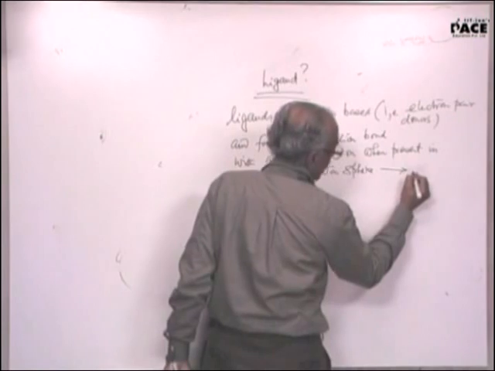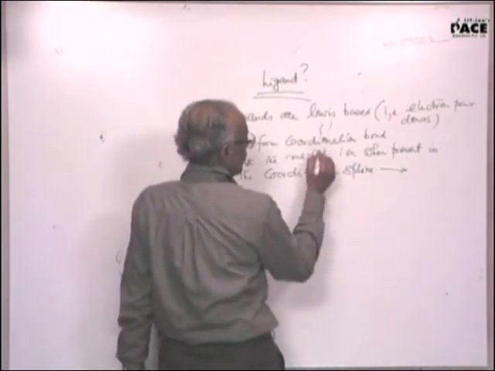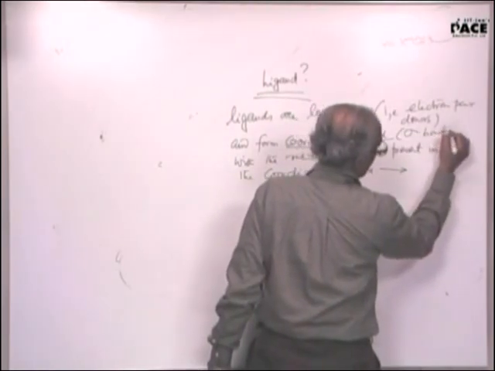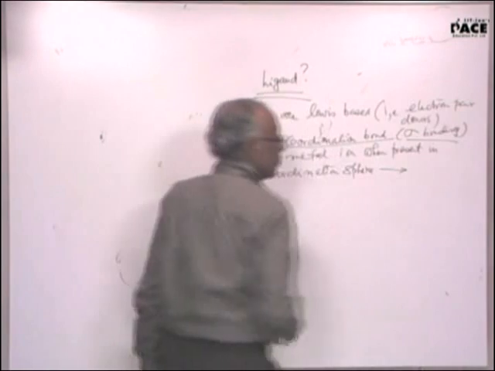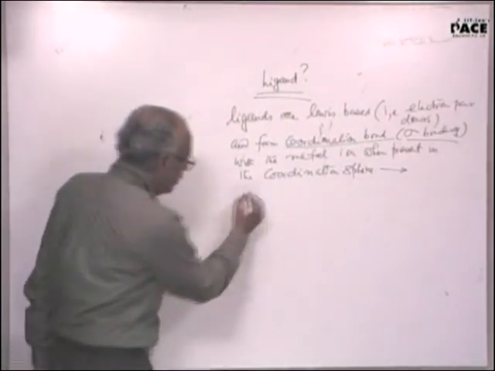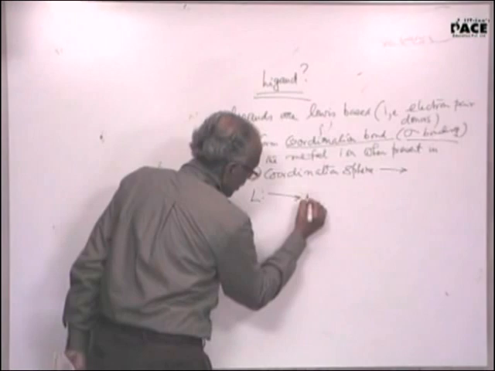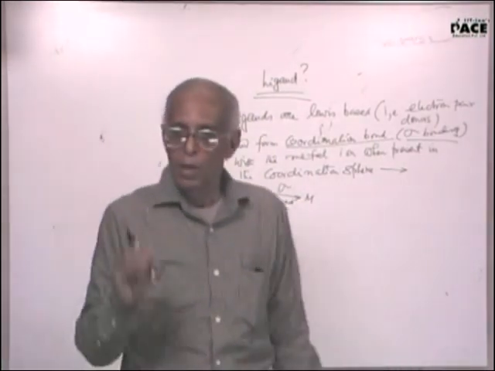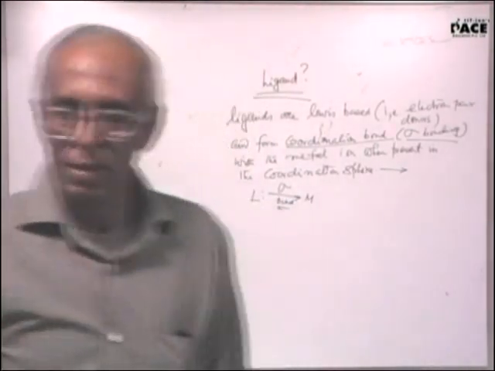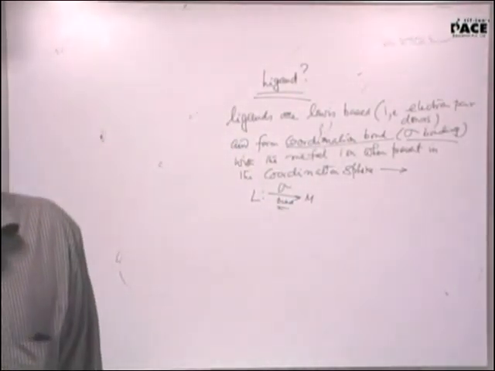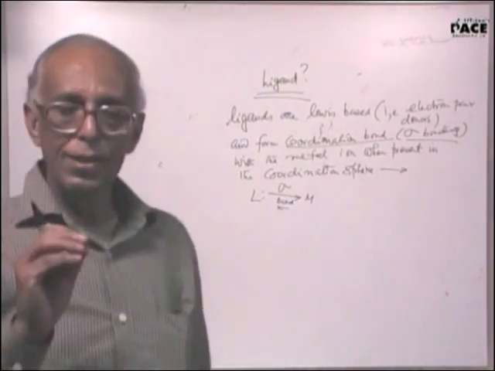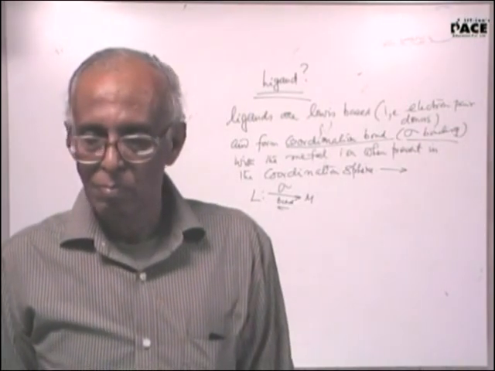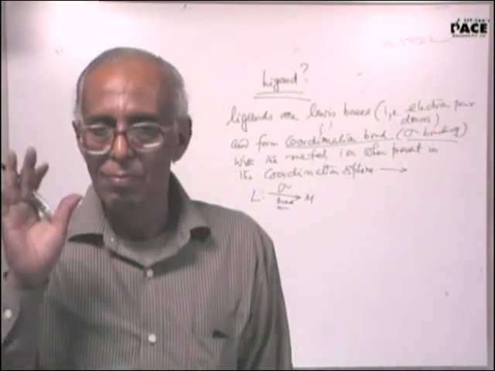And when they form a coordinate bond, that is the sigma bond. The ligand to metal donation is a sigma bond. When the ligand gives a pair of electrons to the metal, it forms a sigma bond. What is the characteristic of a sigma bond? Higher electron density on the line joining the nuclei.